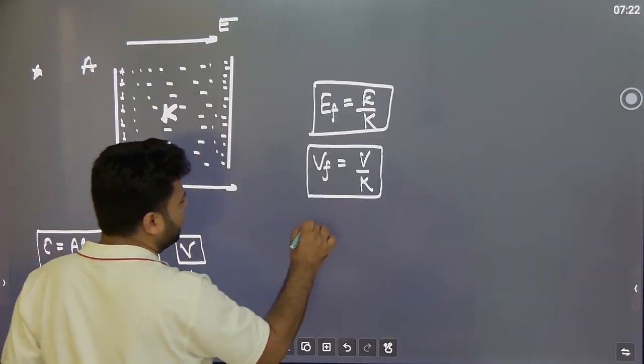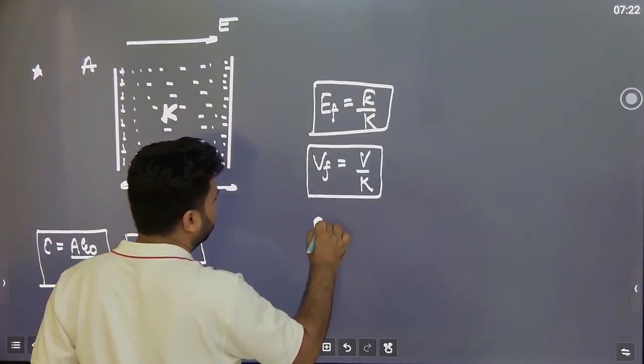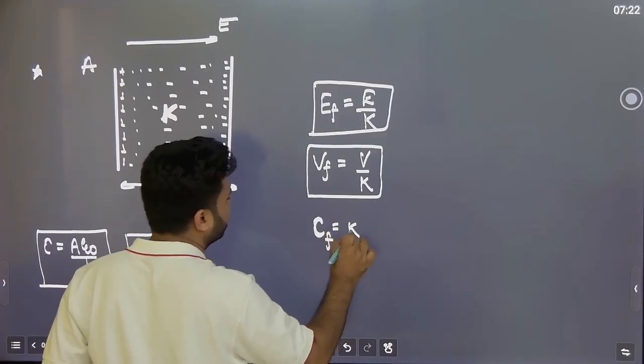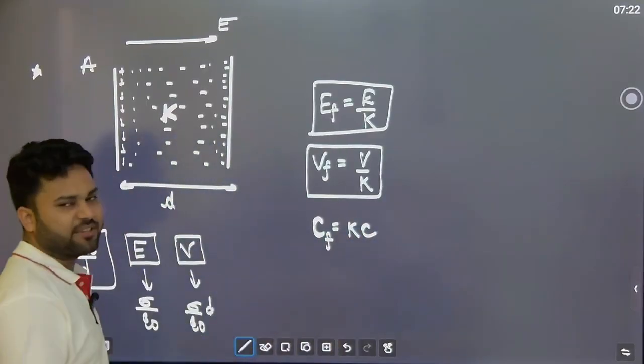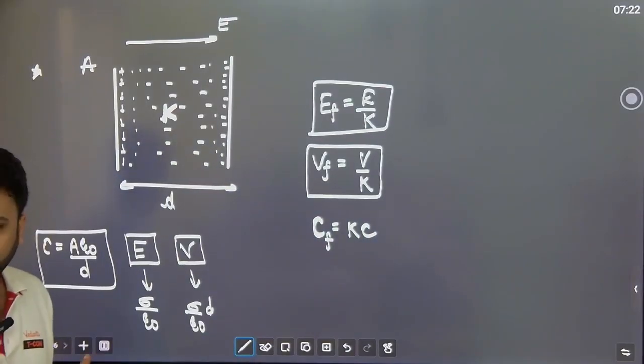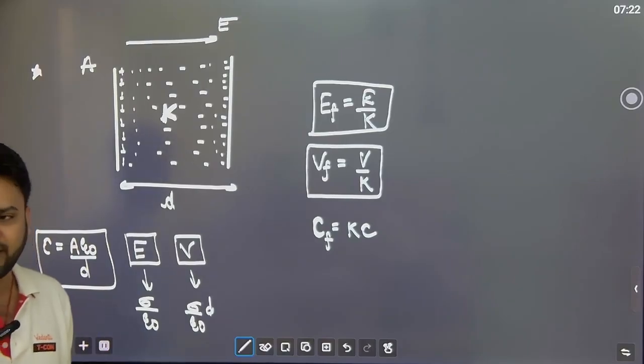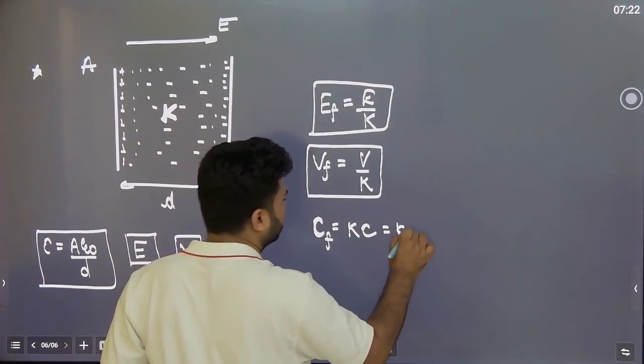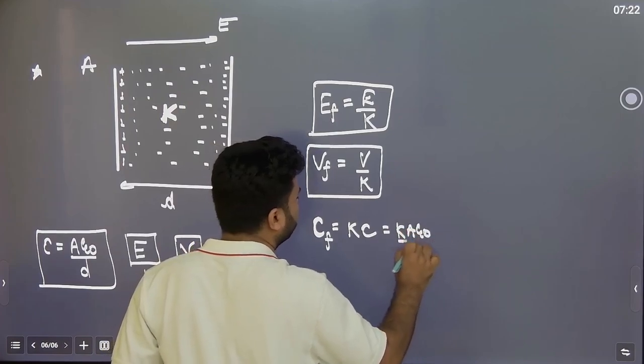If they ask what happens to capacitance, always remember it increases by K times. I am not proving it, but the final capacitance becomes K times the initial capacitance. Means now it will become K times A epsilon naught divided by D.